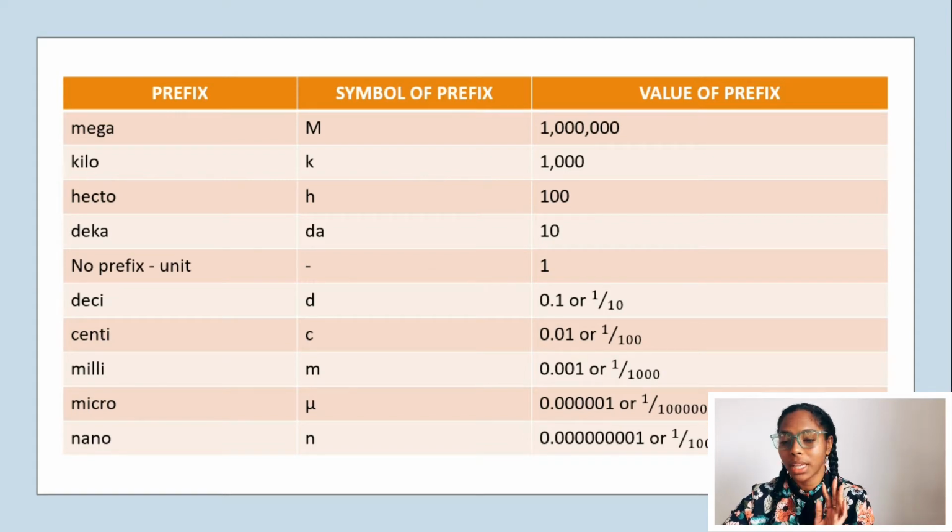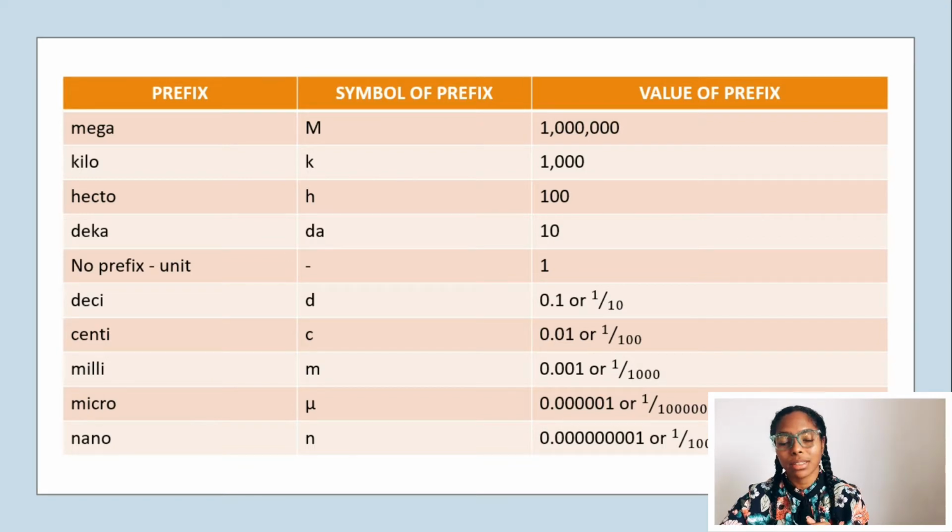And that's it. Kilo, we spell it down. We're familiar with this one. The symbol is a lowercase k, and the value of kilo is 1,000. What am I saying, 1,000 meters? It is 1,000. Hecto, which we may not be familiar with.